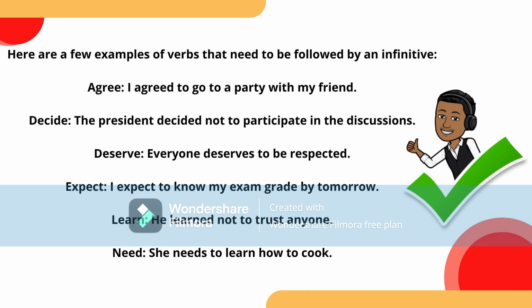Here are a few examples of verbs that need to be followed by an infinitive. For example, agree. I agreed to go to a party with my friend. Decide. The president decided not to participate in the discussions. Deserve. Everyone deserves to be respected. Expect. I expect to know my exam grade by tomorrow. Learn. He learned not to trust anyone. Need. She needs to learn how to cook. There are lots of verbs that require an infinitive after. We will learn them naturally as we progress in our English studies.